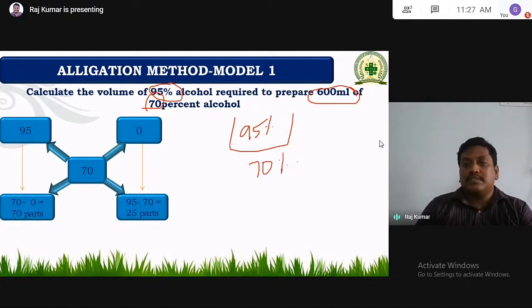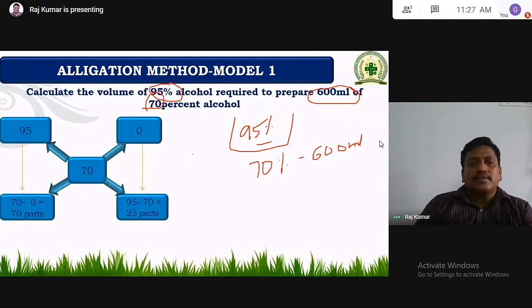How to prepare 70% alcohol? How much do you have to prepare? You have to prepare 600 ml. Simply, you have to prepare 600 ml of 70% alcohol from 95% alcohol. Let us go ahead with the alligation method. This is model 1.